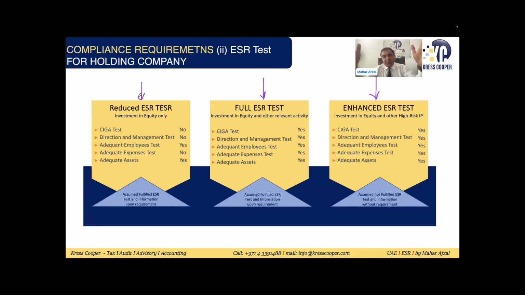Then it will be assumed that the licensee is conducting only holding company business. If the licensee is in the holding company business, then SIGA will not be applicable. Direction and management test will not be applicable on such licensee. Adequate employee test, yes, it will be applicable. Adequate expenses test, it will not be applicable. Adequate assets test, yes, it will be applicable. Here full, everything will be full.